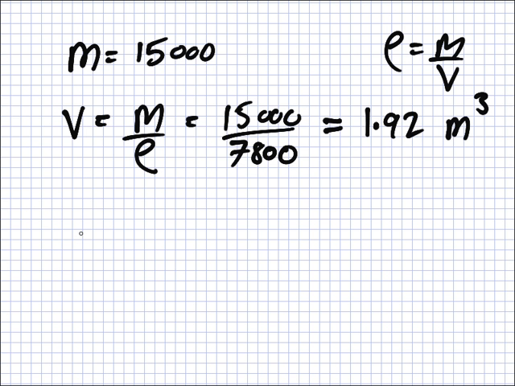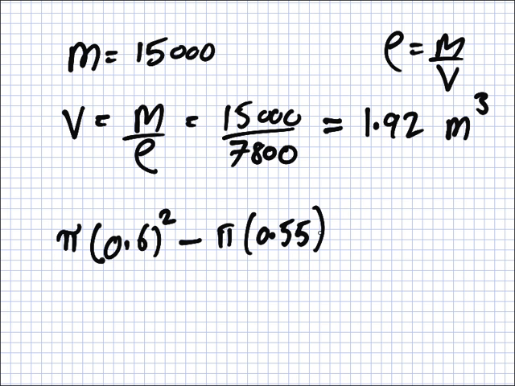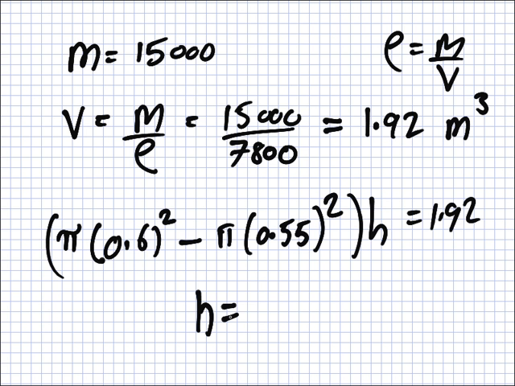Right, so we have the bigger cylinder, which is pi r squared times the height, minus pi r squared, 0.55 squared, times the height equals 1.92. So it's just going to be 1.92 divided by this. You can double check too. And that's question 1. Okay, so I feel like question 1 went quite well.